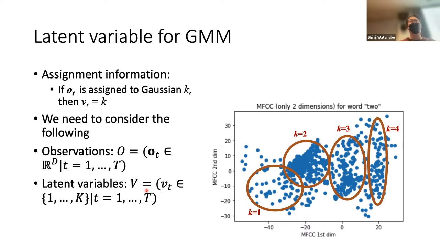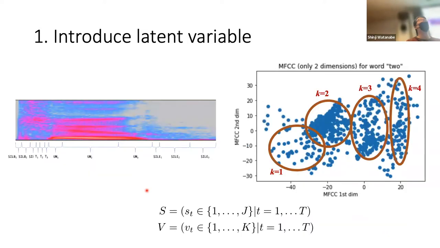So our problem becomes actually a bit complicated now. We have two types of latent variable. One comes from the HMM state alignment, and the other comes from the Gaussian mixture model. But basically, this is a similar latent variable, so we can actually use the same EM algorithm to provide a solution.